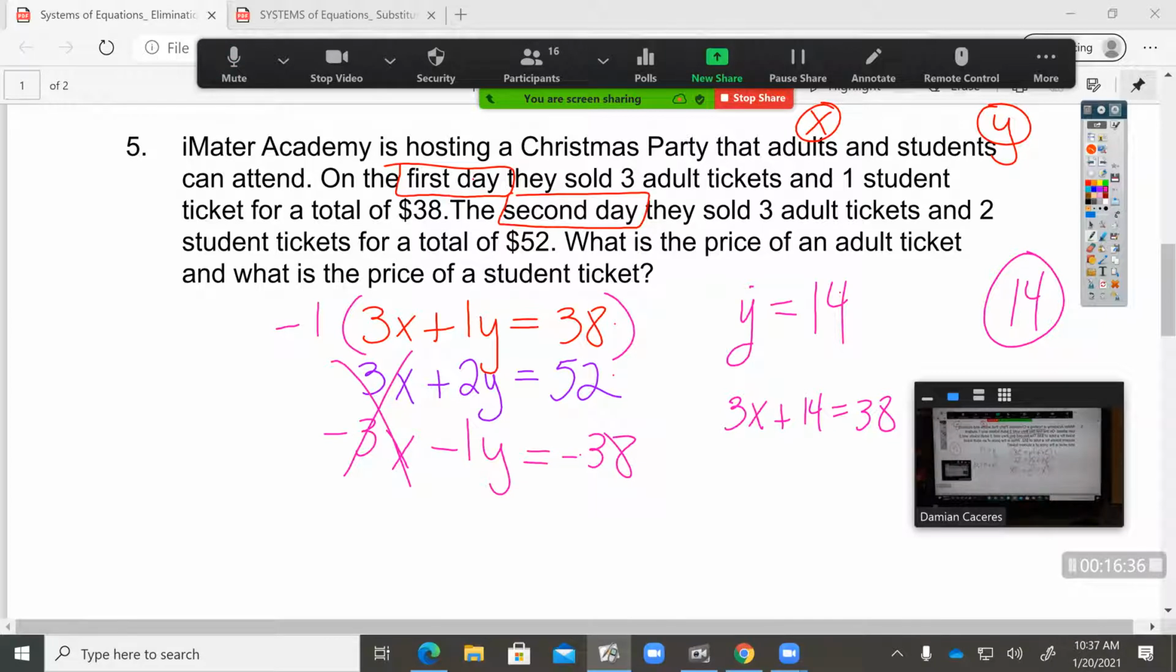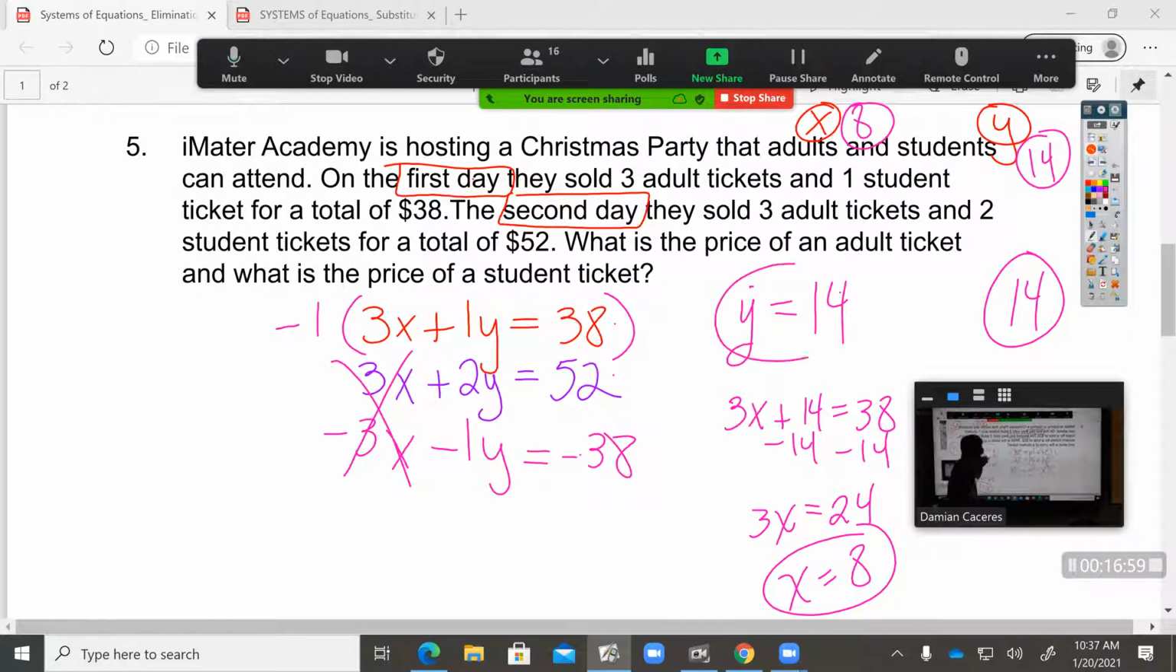Now, let's solve this two-step equation. Subtract 14 from both sides. And divide by the coefficient, which is 3. You get x equals 8. Now you know how much adult tickets cost, $8, and student tickets are 14. Any questions?